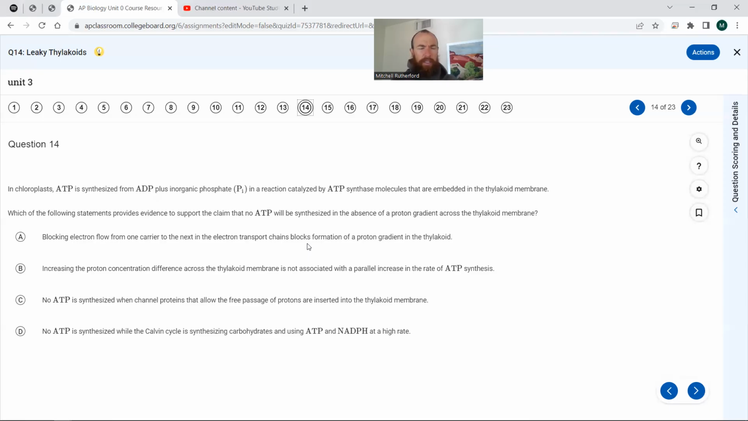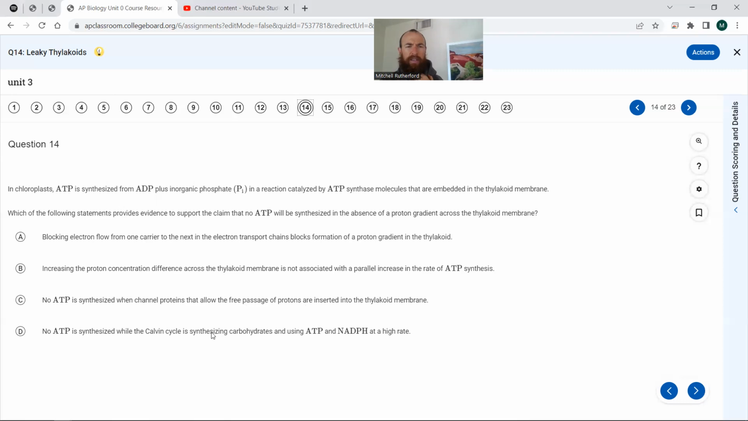C and D are probably going to be looking like the ones we want. Okay. Again, no ATP will be synthesized. It says it right there. And then it says it in C and D. So I'm leaning towards those two if I'm moving fast. Channel proteins that allow the free pass of protons are inserted into the thylakoid membrane. Oh, yeah, I like that. So if you have channel proteins, then the protons can just balance out to equilibrium and they won't be flowing through the ATP synthase. So I am really liking C. That would definitely be a no ATP situation.